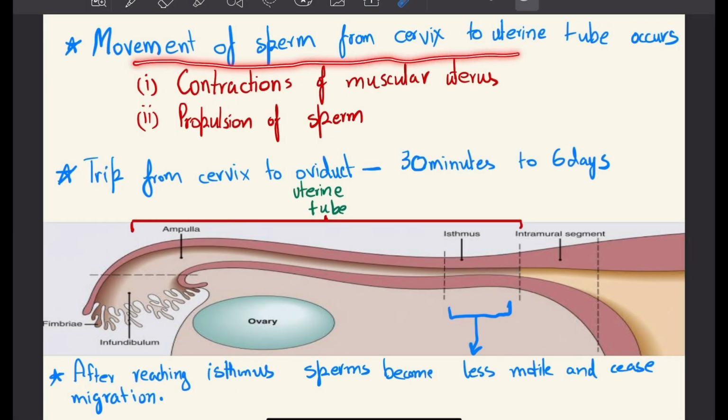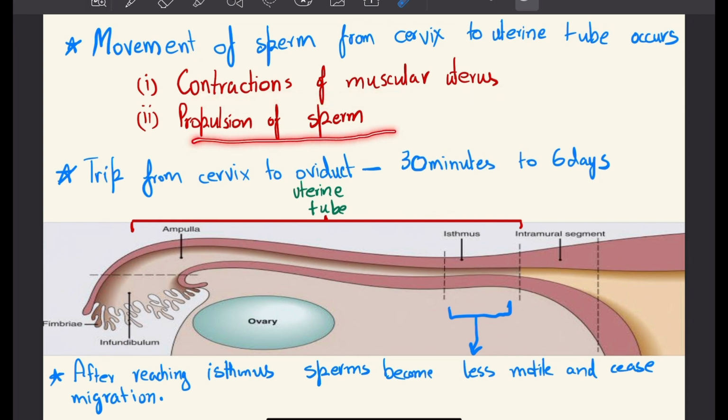Movement of sperm from cervix to uterine tube occurs mainly by the contraction of the muscular uterus. Some of the movement is performed by the propulsion of the sperm. The trip from cervix to oviduct or uterine tube can last from 30 minutes to 6 days. Here is the uterine tube and here is the uterus.